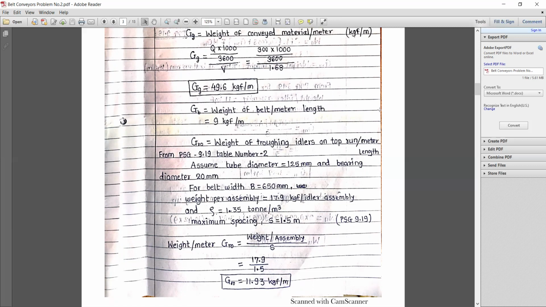Weight per meter, that is GRO, is equal to weight per assembly divided by spacing. So weight per assembly is 17.9, and the maximum spacing between two rollers is 1.5, as we are designing it for upper run. So the value of GRO is 11.93 kg per meter. While calculating, you can pause the video and select the appropriate values from PHE.